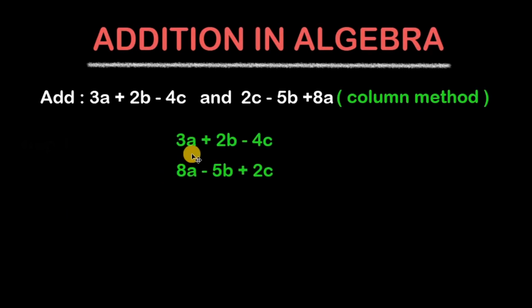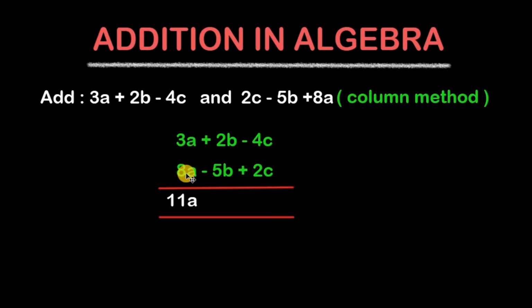Step 1 is we need to rewrite the given expression in such a way that their like terms are one below the other. So we have all the a terms one below the other, and b terms, c terms lying column wise one below the other. Step 2 is to add or subtract like terms column wise.